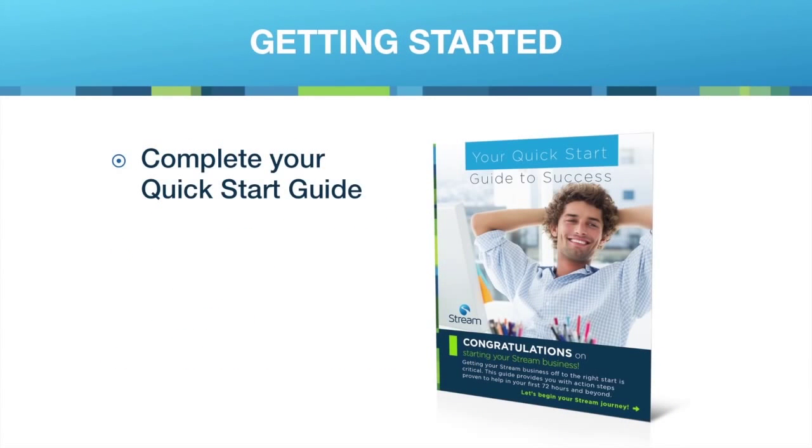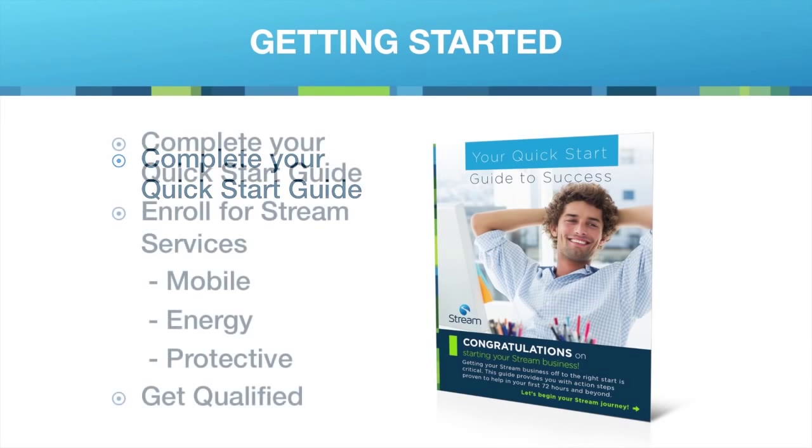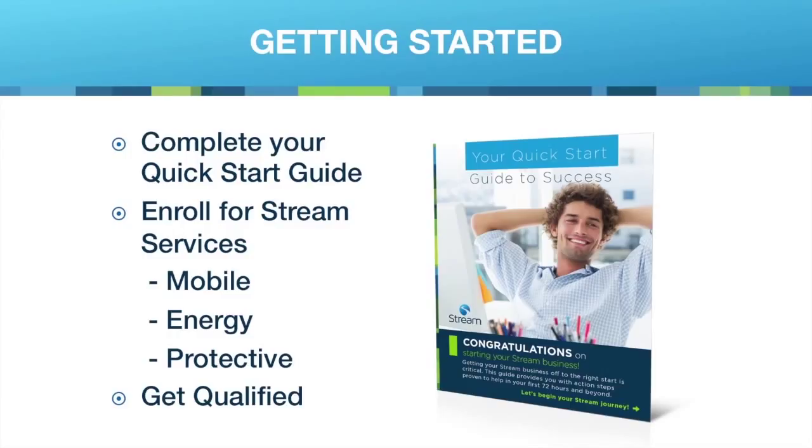As a new associate, you'll receive a kit that will have in it a quick start guide. The first thing you want to do is complete this quick start guide. And if you're helping new associates, you'll want to help them do the same. With that, you'll want to enroll for Stream services, including mobile, energy, and our protective services. This will help you get qualified, and we're going to talk about exactly how to get qualified to be paid as a Stream associate.